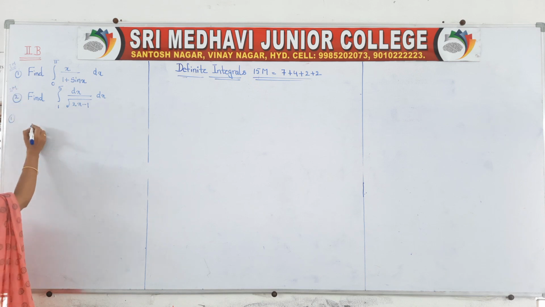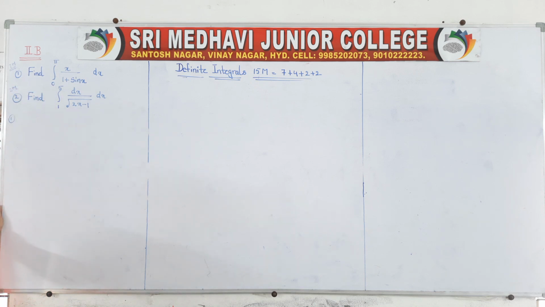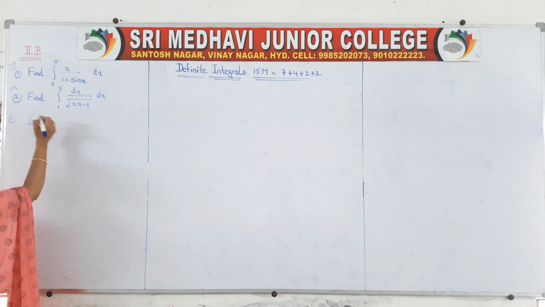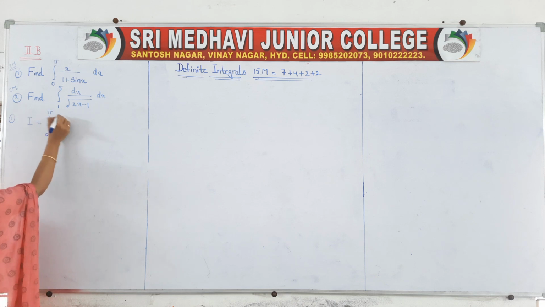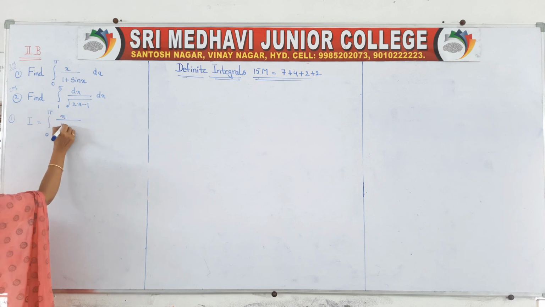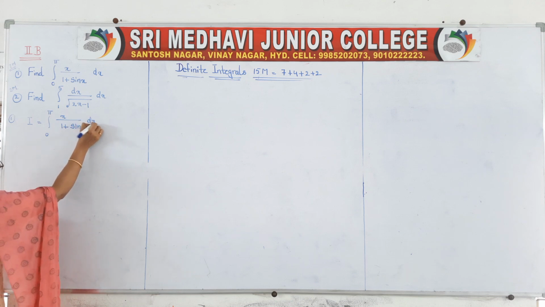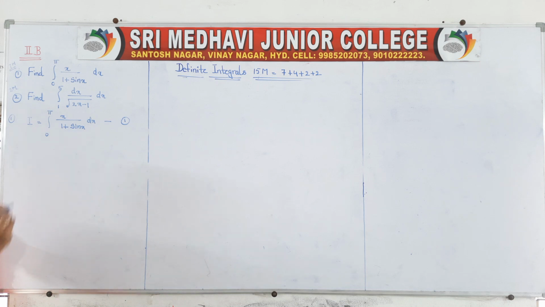What is the question? This is the integral 0 to pi x by 1 plus sin x dx. Generally, when 0 to something is there, we will take that value as I, right? I is equal to, what is the value? 0 to pi x by 1 plus sin x dx. You consider this as your first equation, right?